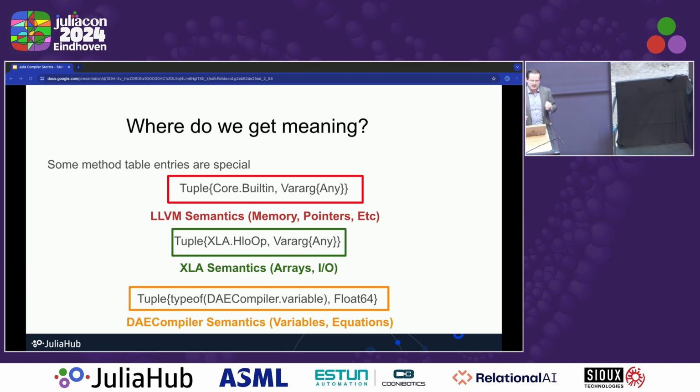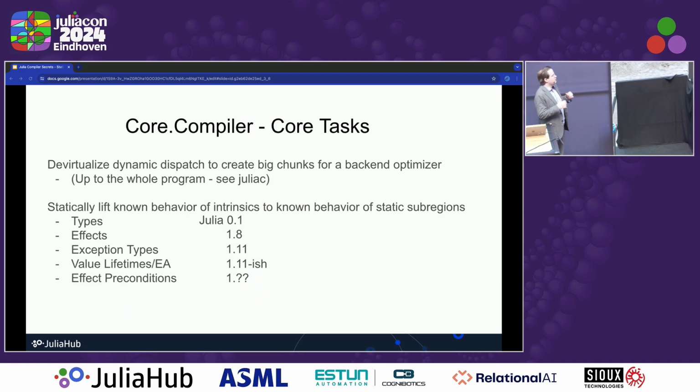So if that is the case, what does the compiler actually do? So why do we have the compiler? And the short answer is the compiler makes things fast. But how does it make things fast? I think the fair thing to say is it makes things fast by doing two things.